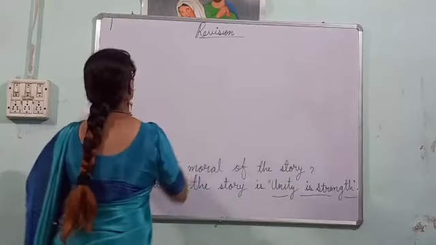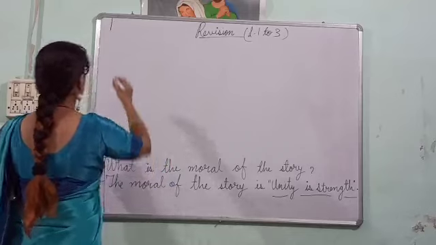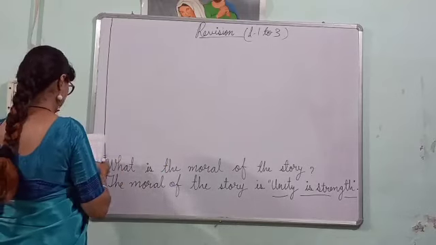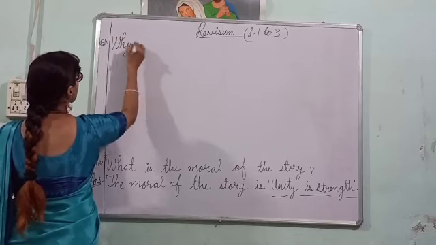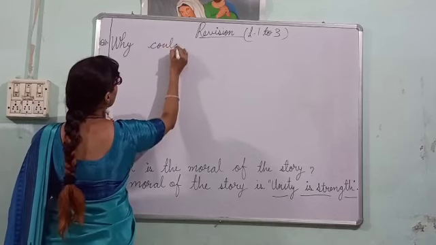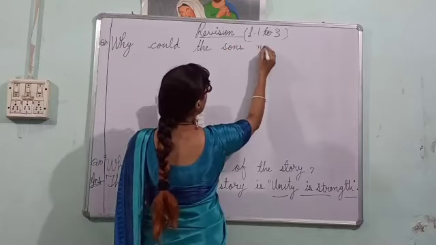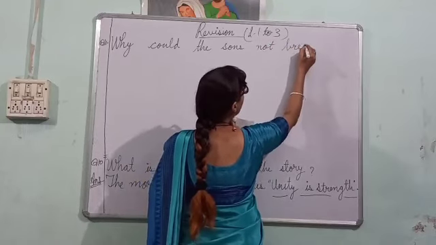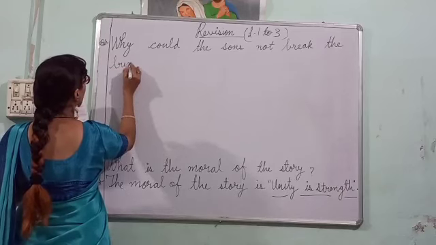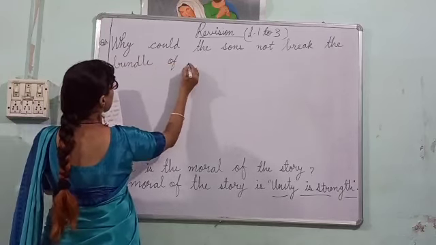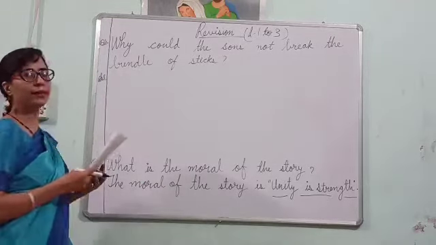Okay. So you just write here revision. Lesson 1, 2, 3. Okay, now question number 11 is why could the sons not break, B-R-E-A-K, break the bundle, B-U-N-D-L-E, bundle of sticks, S-T-I-C-K-S, sticks. Okay, and the answer is, kyon nahi tod paye the wo bundle stick ka?